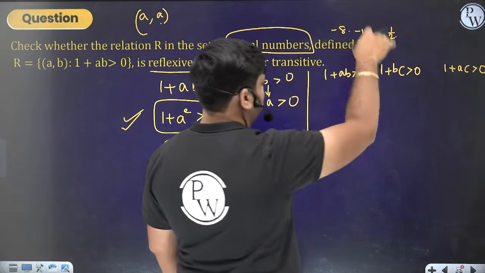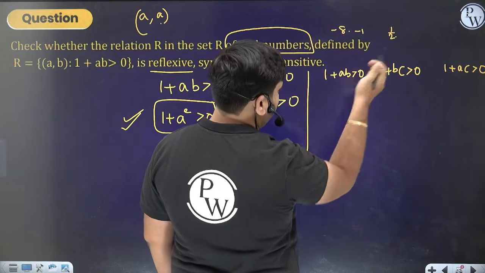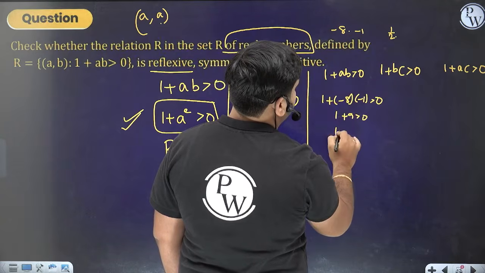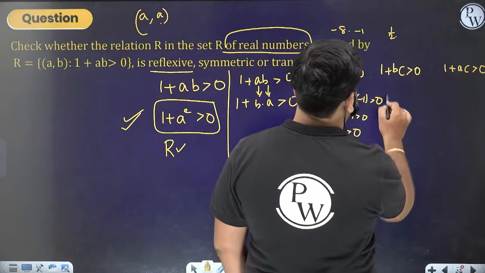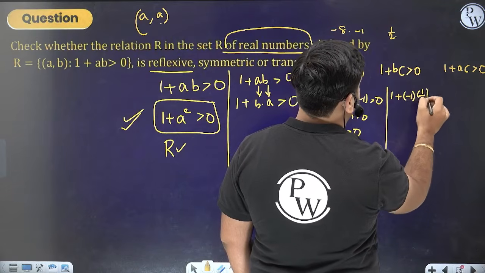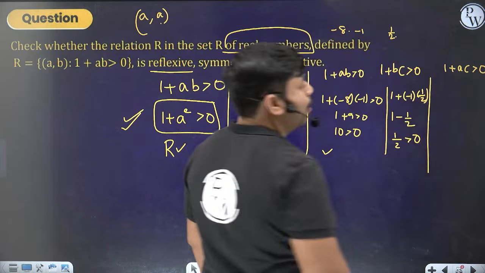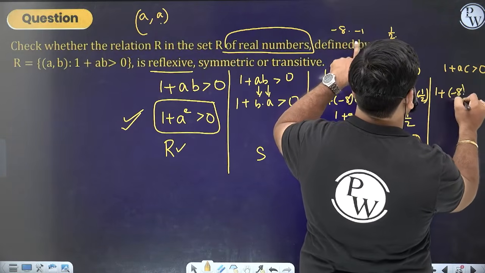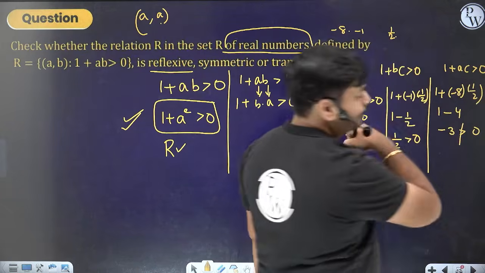We will just see ABC values. Okay. So for example, A is minus 8, B is minus 1. Two negatives I'm taking. 1 plus minus 8 into minus 1 greater than 0. 1 plus 8 is 9, 10 is greater than 0. Correct. Okay. So B into C. 1 plus B into C greater than 0. B is minus 1, C is 1 by 2. So 1 minus 1 by 2, that is 1 by 2, is still greater than 0. Fine. What about 1 plus A into C? 1 plus A is minus 8, into C is 1 by 2. So 1 minus 4, that is minus 3, greater than 0 is wrong.